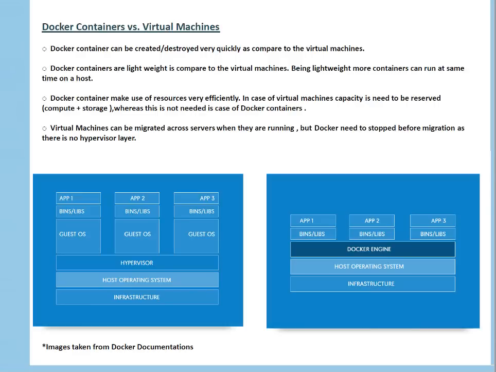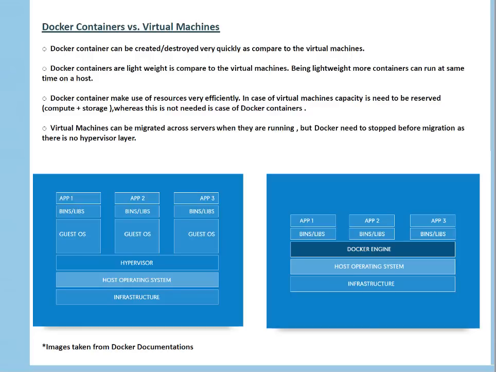To begin with, first we need to understand the difference between Docker containers and virtual machines. Friends, Docker containers can be created and destroyed very quickly as compared to virtual machines. And Docker containers are very lightweight if I compare them with virtual machines. Being lightweight, we can deploy more containers on a physical or a virtual host at the same time and we can use them. Docker containers make use of resources very efficiently.